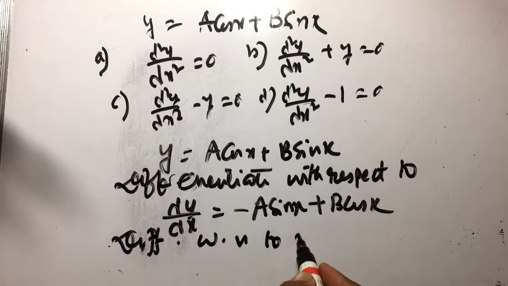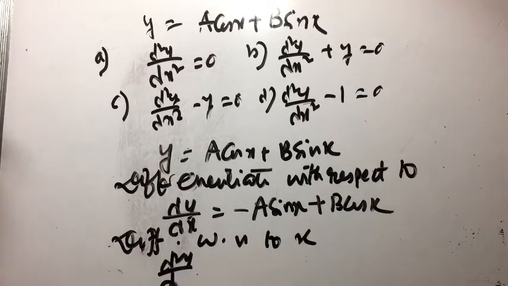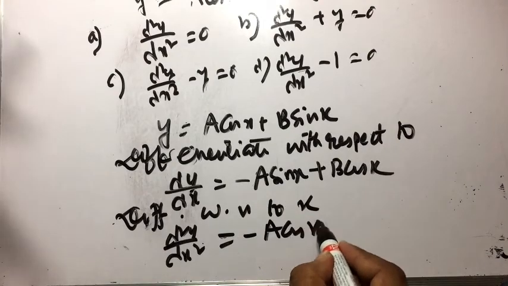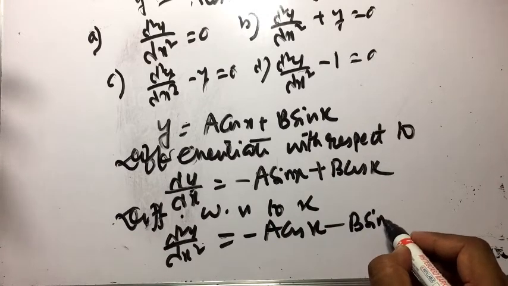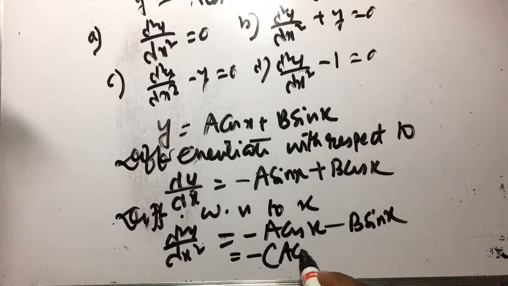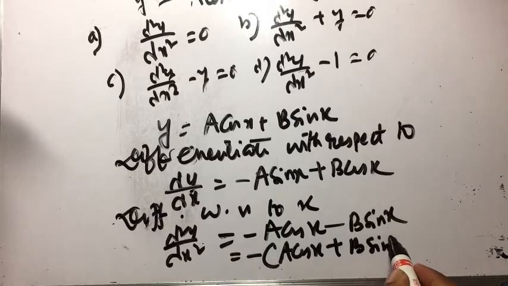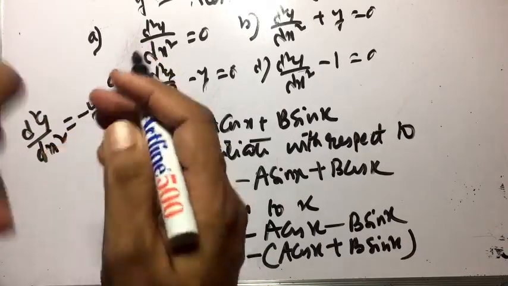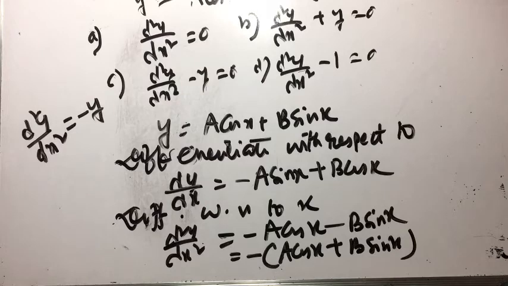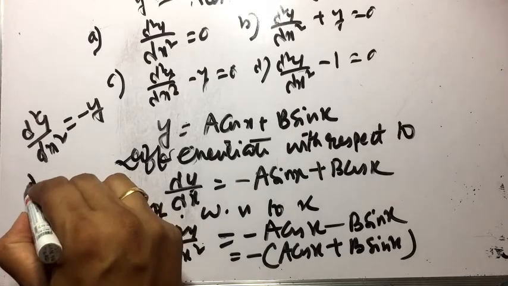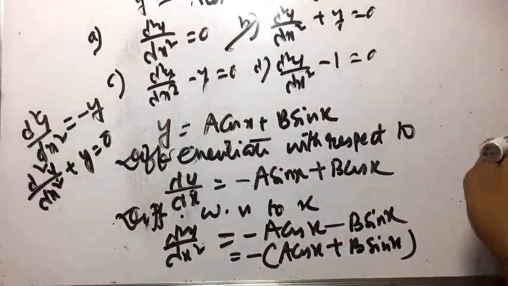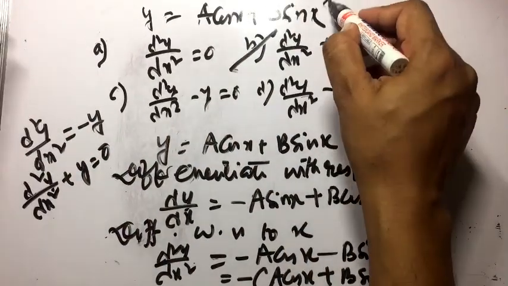With respect to x, d square y by dx square equal to, we perform differentiation. A minus sin x means minus a cos x, and this is minus b sin x. Take minus as common, then we get a cos x plus b sin x. This is equal to y, meaning d square y by dx square equal to minus y, that is d square y by dx square plus y equal to 0. The correct answer is B. So B is the correct alternative option of this elimination.